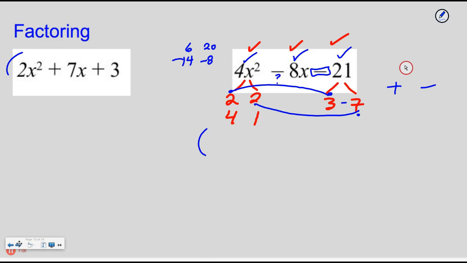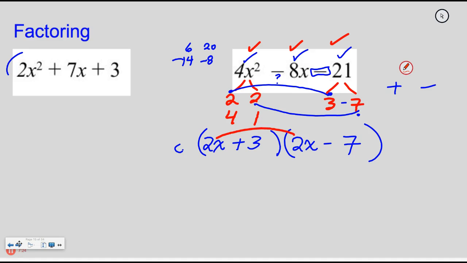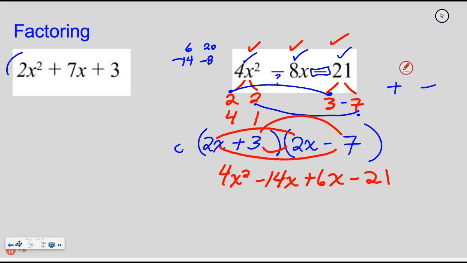Remember, too, when it's multiple choice, you could try foiling what you have, but I'm choosing a 2x and a 2x. I want to have a -7 and a +3. Maybe that's selection C, so I click on C. But I could actually check it. Again, watch. Firsts, outsides, insides, lasts. These do add up to -8x, so I know I got it right.